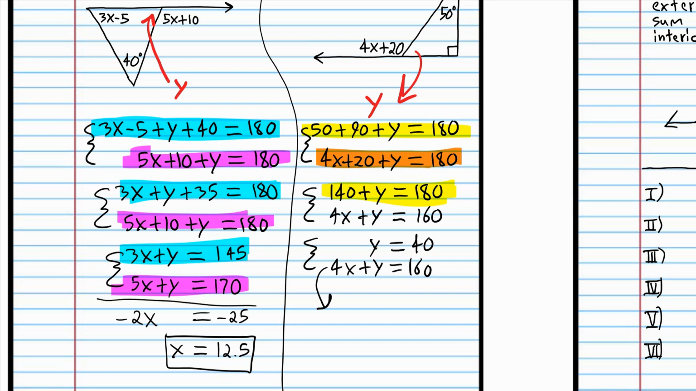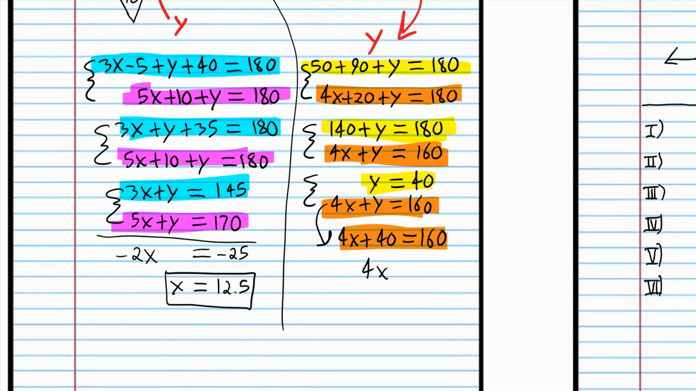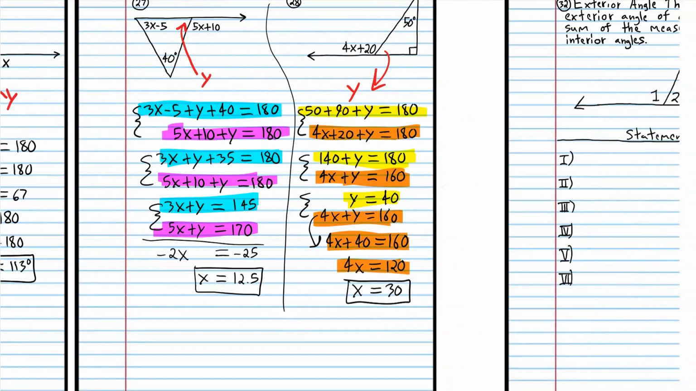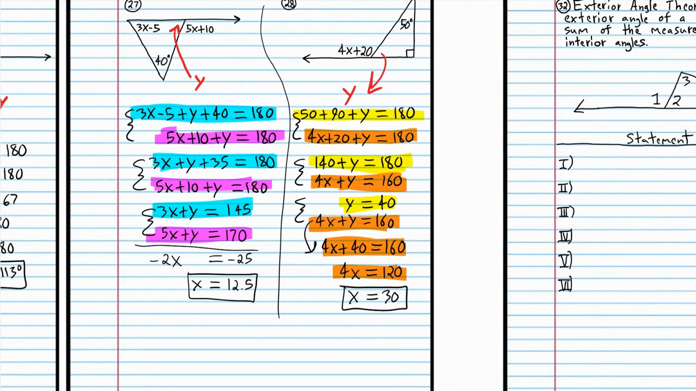Again, I'm color coding all this. So I'm going to take that equation, pull it down, and 4x plus 40, now y is 40, we know what y is. And subtract 40 from both sides, and we get 120. And 120 divided by 4 is equal to 30, and that is the value of x. So if you got 30, that's a good job.